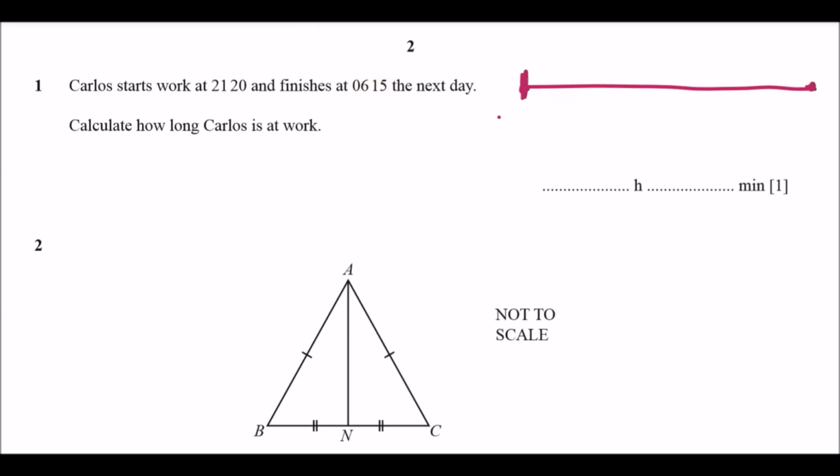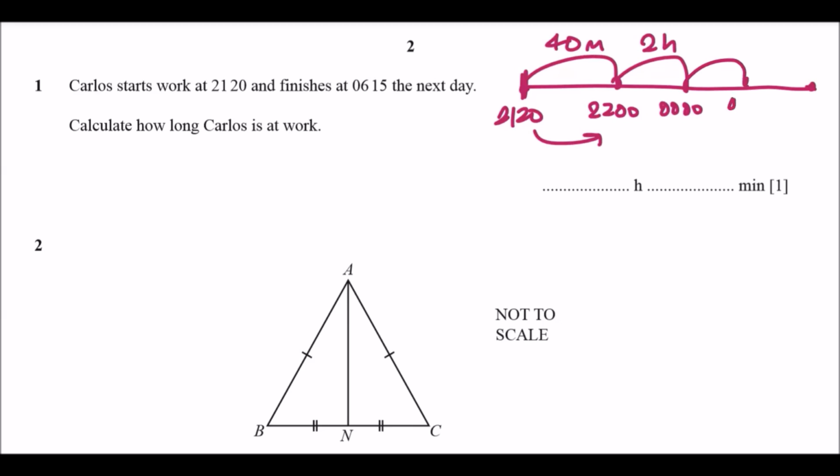So from here we're at 21:20. To go to the next hour, it will be 2200, and that takes exactly 40 minutes. And then from 2200, let's go to midnight, which is 0000. And remember, there's always a 24-hour clock, so this takes 2 hours. Then we go from this to 0600, that takes 6 hours. And lastly, we go from here to 06:15, okay, and that takes 15 minutes.